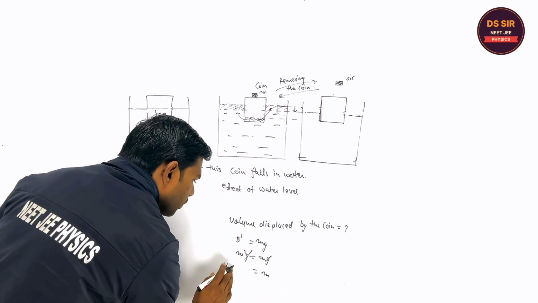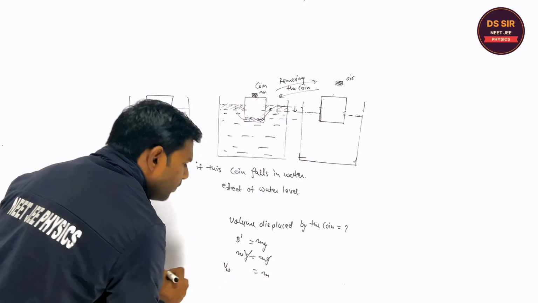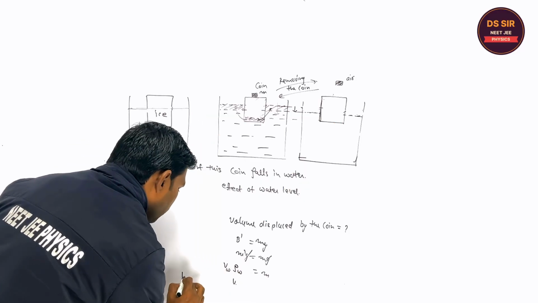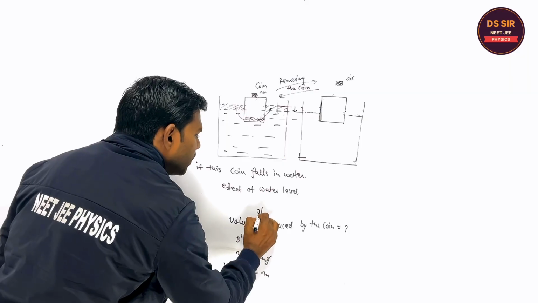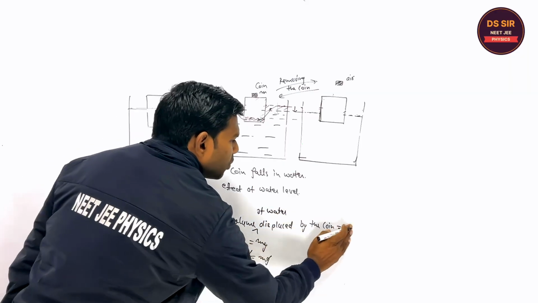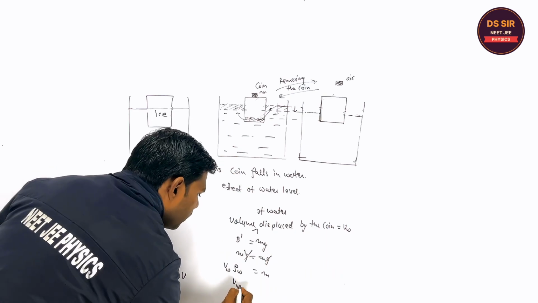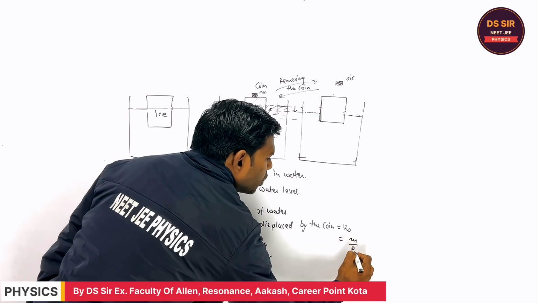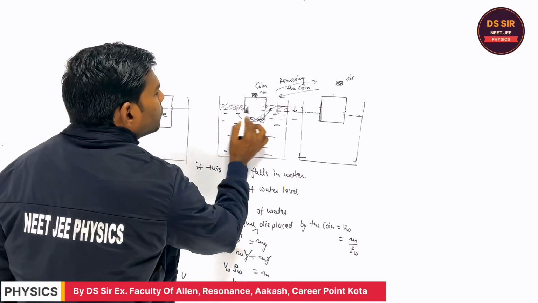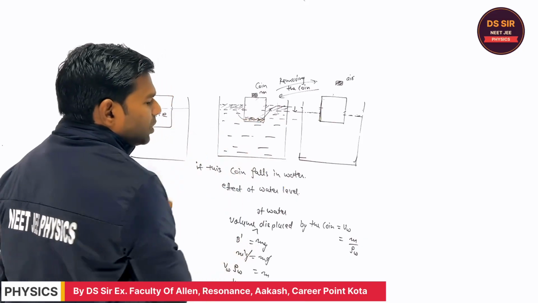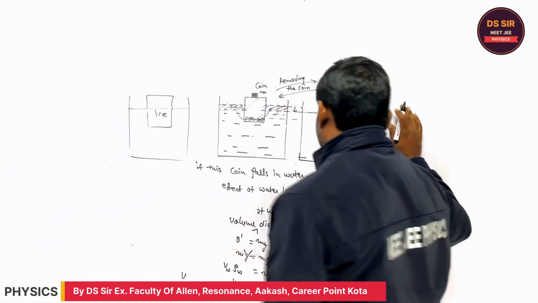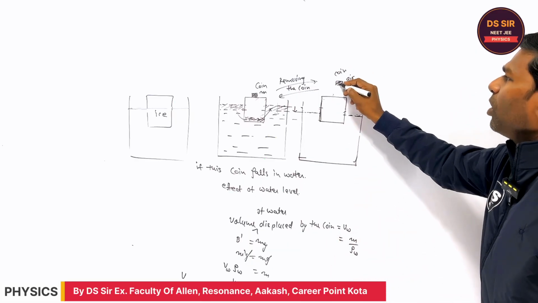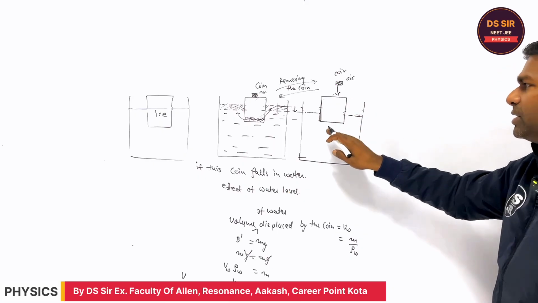This is the volume of the displaced liquid, volume of the displaced liquid into density of water, equal to m. So the volume of water displaced by the coin is Vw, equal to m upon rho w. So this is the volume, right? This volume and this volume both are equal, and it is the volume of water displaced when you put this coin on this wooden block. Is it clear or not?